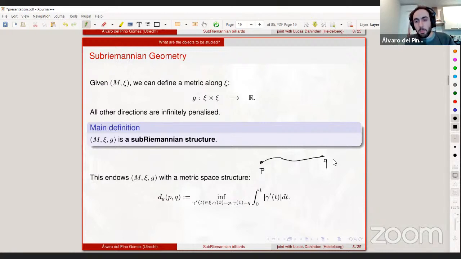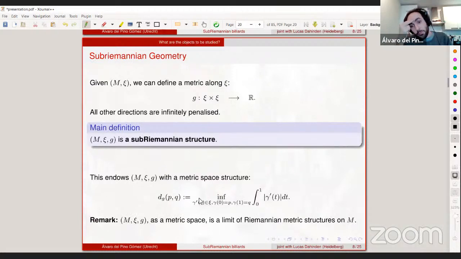And what is the distance between P and Q? Well, you take all the paths and you infimize their lengths. And of course, in this infimization, the paths that matter are the paths that are tangent to the good directions, because all others are infinitely penalized, as I said. So you're just infimizing over paths tangent to the distribution.